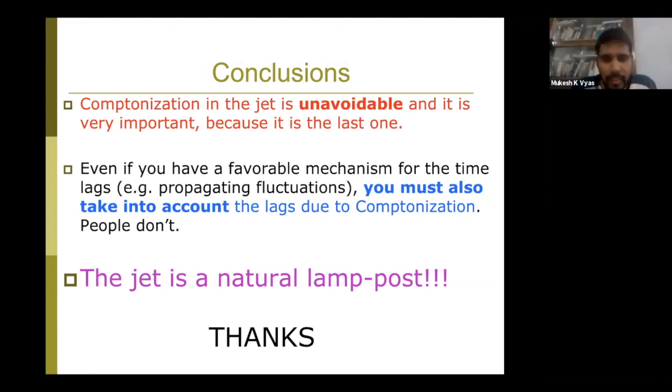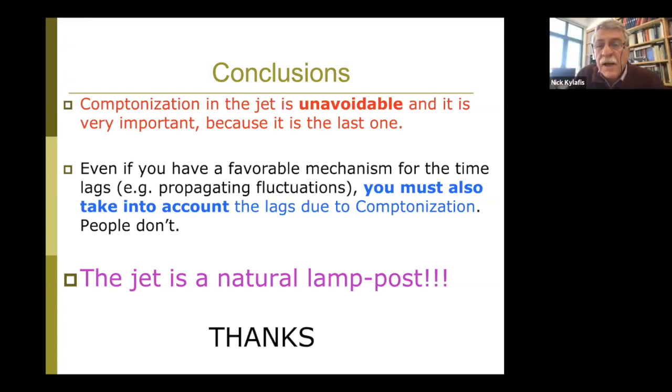I have a friend, a few years before, she is an observer. I asked her, why do you fit data with the lamppost model? It doesn't make sense. There are a couple of alternatives. She said, it's very simple to fit. And that's what most of the observers used to think in this line.